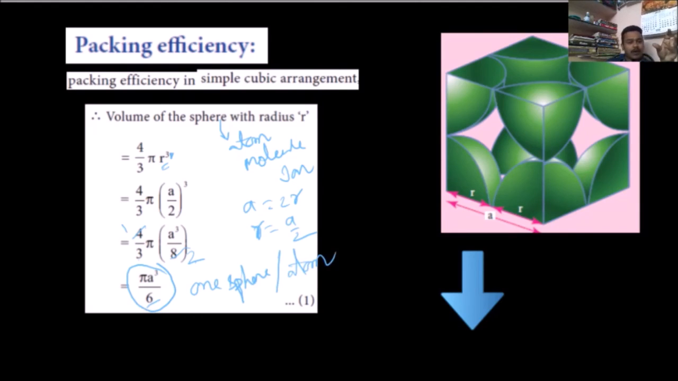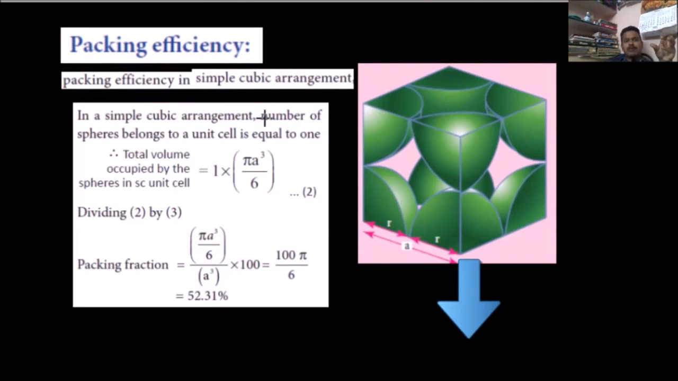Then go for the next one. In a simple cubic arrangement, what is the number of spheres? Just now we calculated the volume of one sphere. Now how many spheres, that means how many atoms, are there in this simple cubic system? The number of atoms in a simple cubic system is 1. How is it coming as 1? We discussed in the last video. In a simple cubic system, each corner has one atom.